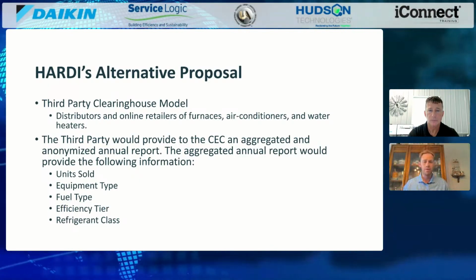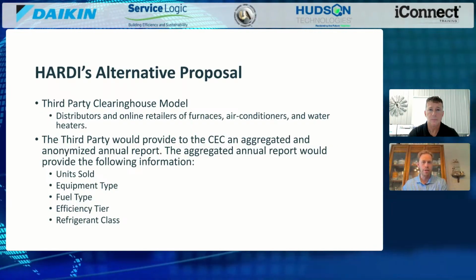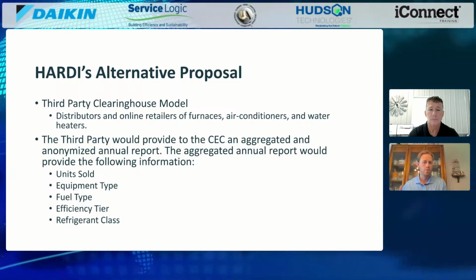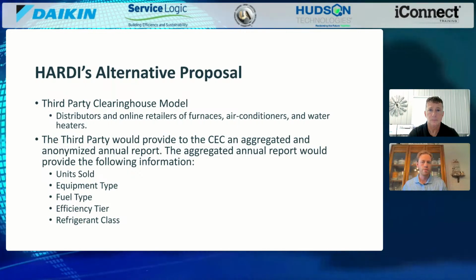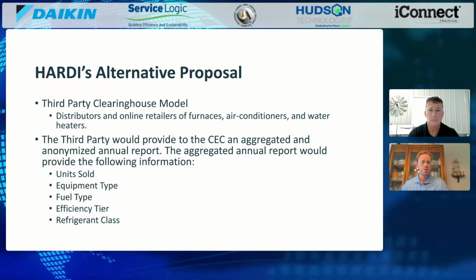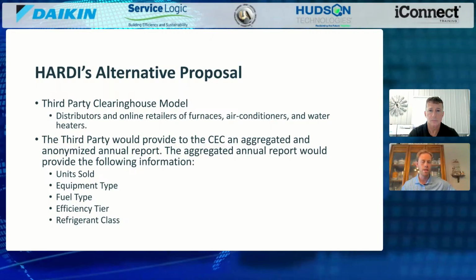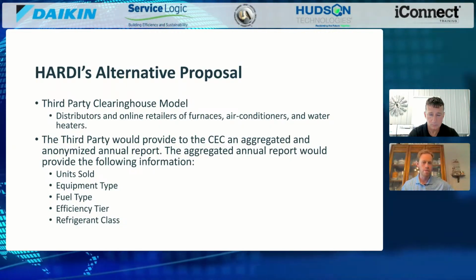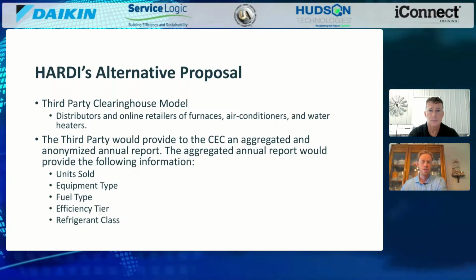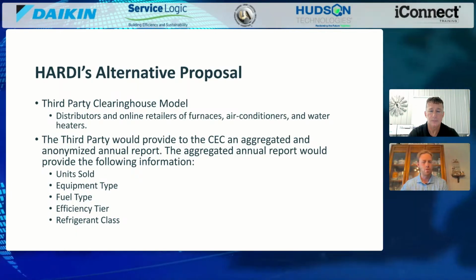And it's actually a very simple thing that we've talked with our membership about. It's about taking a third-party aggregated approach and using a clearinghouse model where these distributors and online retailers use their furnaces, air conditioners, and water heaters transaction data that they have to report. We reduce it and send it to an aggregator and anonymizer, and then they produce that annual report that is anonymous and aggregated, and then they provide that to CEC, and that just gives you your units sold, equipment type, fuel type, efficiency tier, refrigerant class. That's all the info we get.